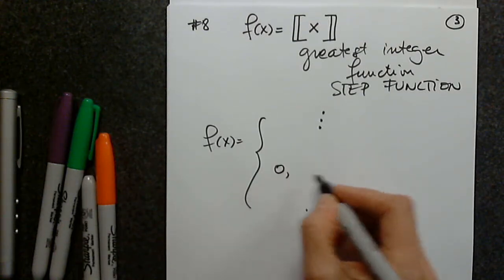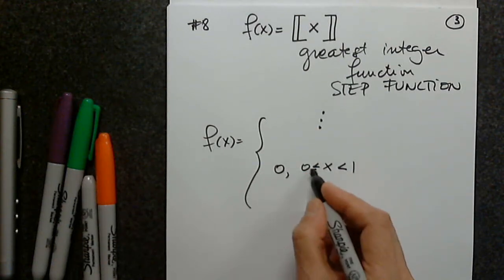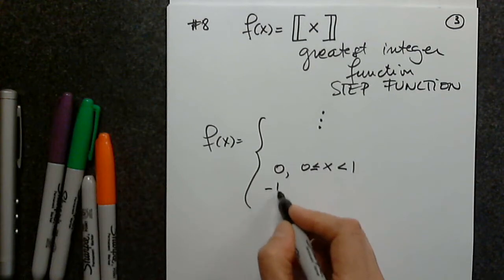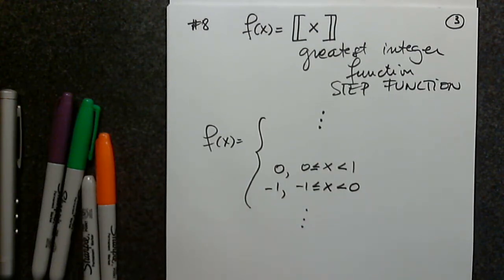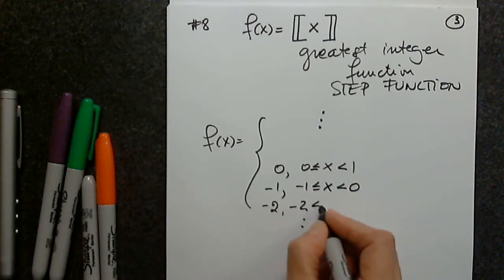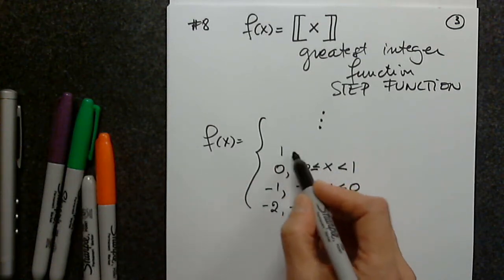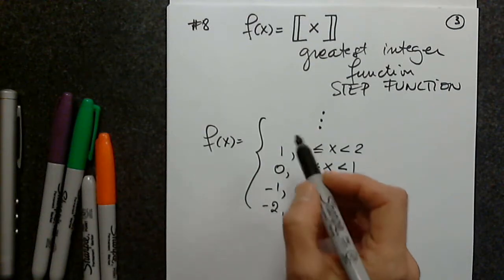It's 0 for x between 0 and 1, equals at 0, but not 1. It's -1 for x between -1 and 0. It's -2 for x between -2 and -1. It's 1 for x between 1 and 2, and it goes on forever.